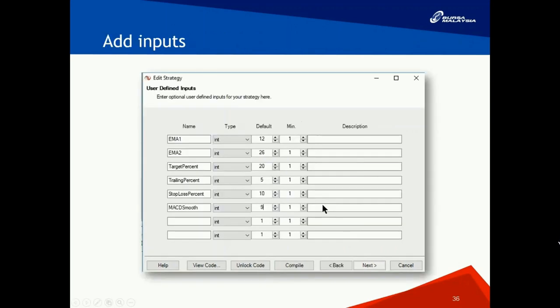Then you click next, okay. You create some inputs for your strategy. In this case, we will use EMA 1, EMA 2, okay, which two MAs to cross over and look for trading signals. Okay, no, sorry, this is a MACD strategy, so we will use EMA 1 and 2 to define the MACD parameters. Okay, so in this case, 12 days default, 26 days default for EMA 2, and then your target percent, that means how much percent in terms of profit to take profit.